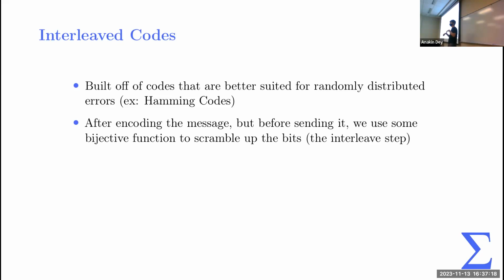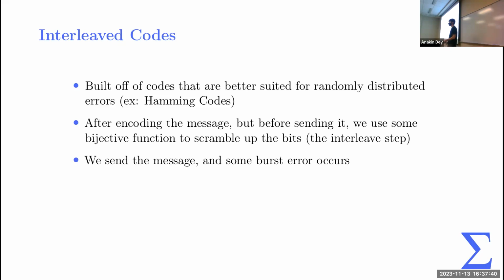So after we encode the message, but before we send it, we apply some interleave step. Ideally, we'd like to apply some bijective function so we can get back the original message after we interleave it. But basically, we take all the bits, we arrange them in some predetermined way, we scramble them up.